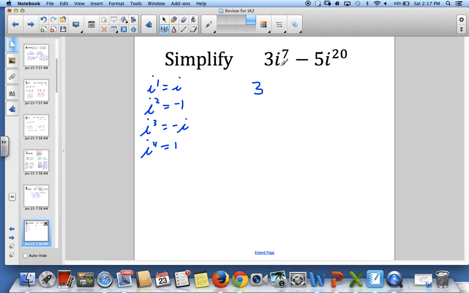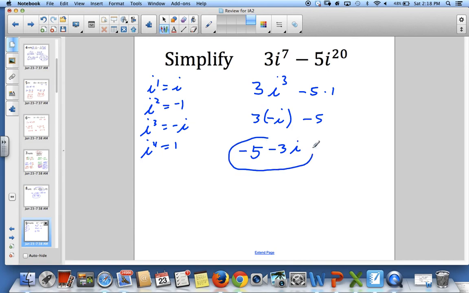Now i to the 7th, what we do is look for, basically, every 4th i starts over again. So what I would do is say 7 divided by 4 is 1 with 3 left over, so this is the same as i to the 3rd, which becomes 3 times i to the 3rd, which is negative 3i. And then i to the 20th, there's the remainder 0, so that just becomes 1, so it's going to be minus 5 times 1. So that's going to be minus 5. To simplify this, we would always put the real part first, negative 5 minus 3i, and that would be the final answer to that one.